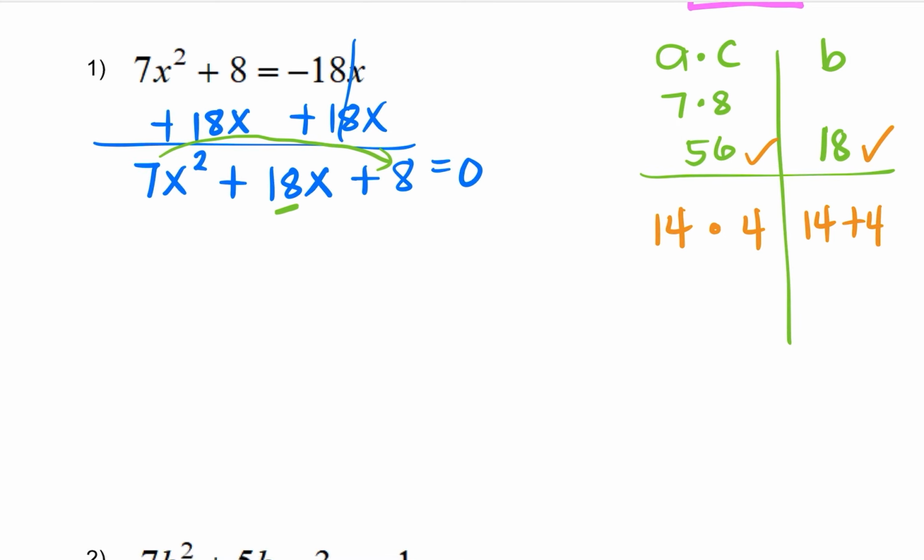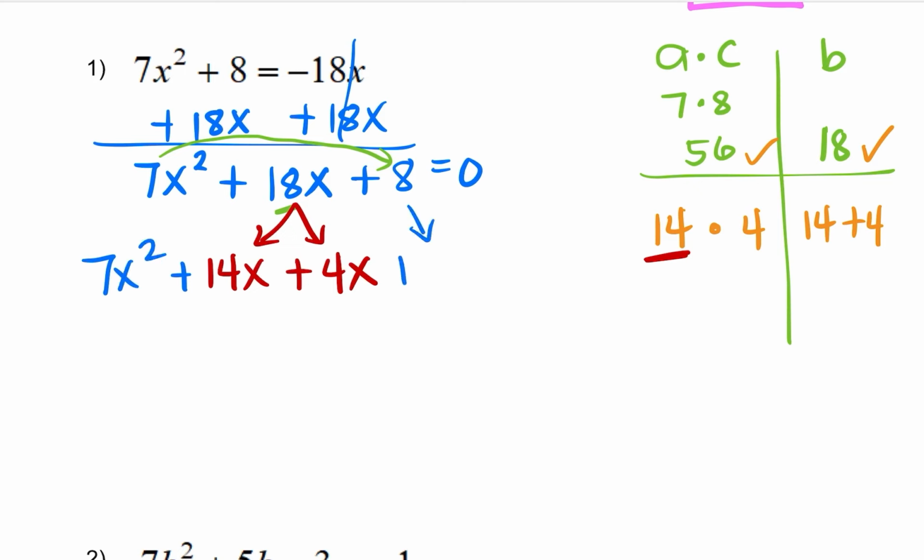Split the middle is literally splitting the middle. We will write 14x using that. I will also write the positive 4x. So 14x plus 4x is equal to 18x. Now we're going to drop the first term, 7x squared, and drop the last term, which is 8, equals 0.